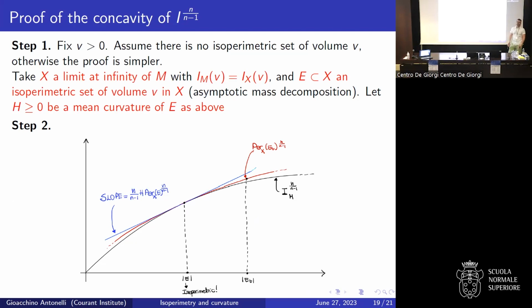And this works also in the compact case, because you do have an isoperimetric set, you have the same picture. Okay, so this is a unifying proof for both cases.